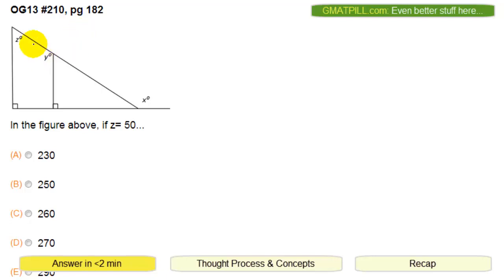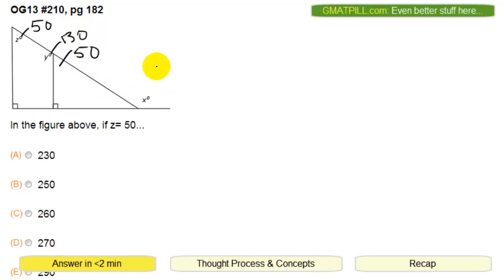In 210, we're given this geometry, lines, and angles question. We're told z is 50, and since these are parallel, that means this triangle is similar to the smaller one. So if this is 50, that means this must be 50. And since this is a straight line here, then y has to be 180 minus 50, which is 130.